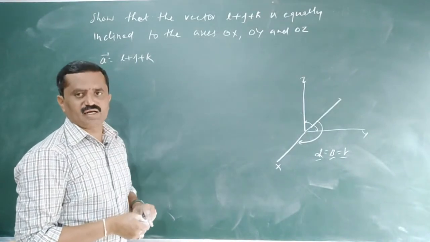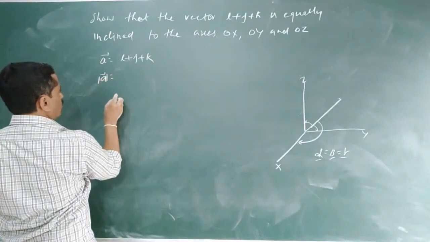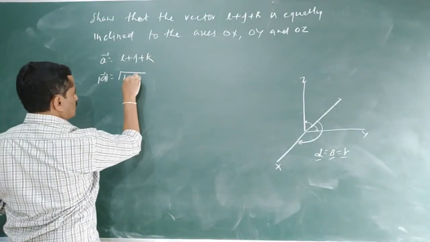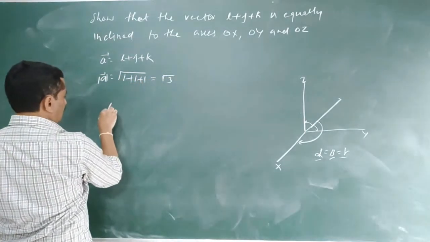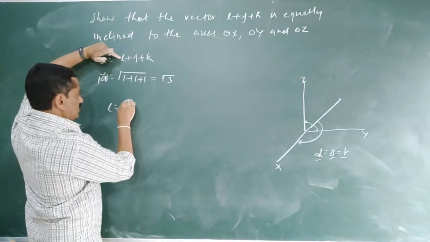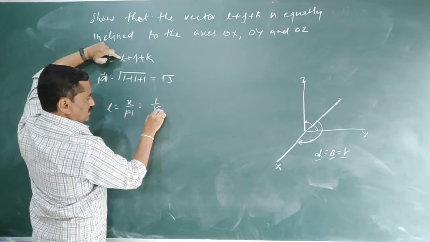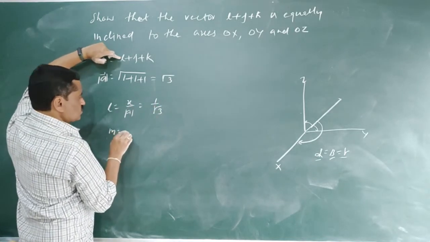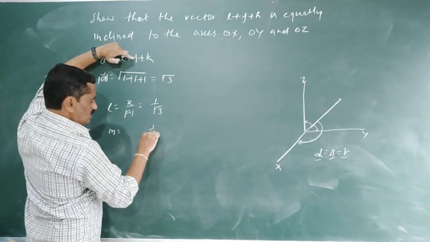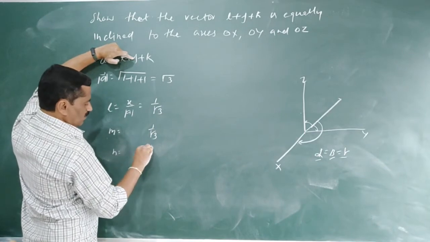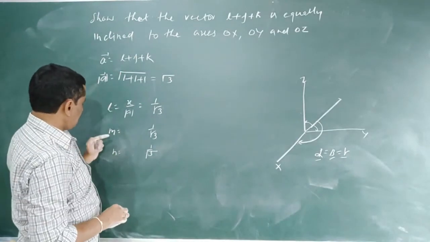What are they? They are direction cosines. Here we have magnitude of a bar is equal to square root of 1 square plus 1 square plus 1 square, that is equal to root 3. We have l is equal to x divided by magnitude of a bar, that is equal to 1 divided by root 3. Similarly, m is equal to y divided by magnitude of a bar, that is 1 divided by root 3. Again n is equal to 1 divided by root 3.